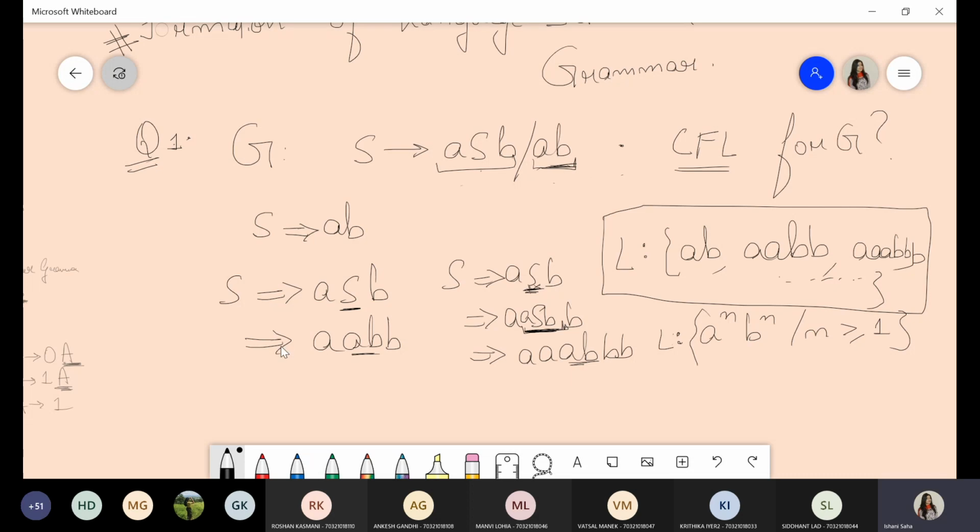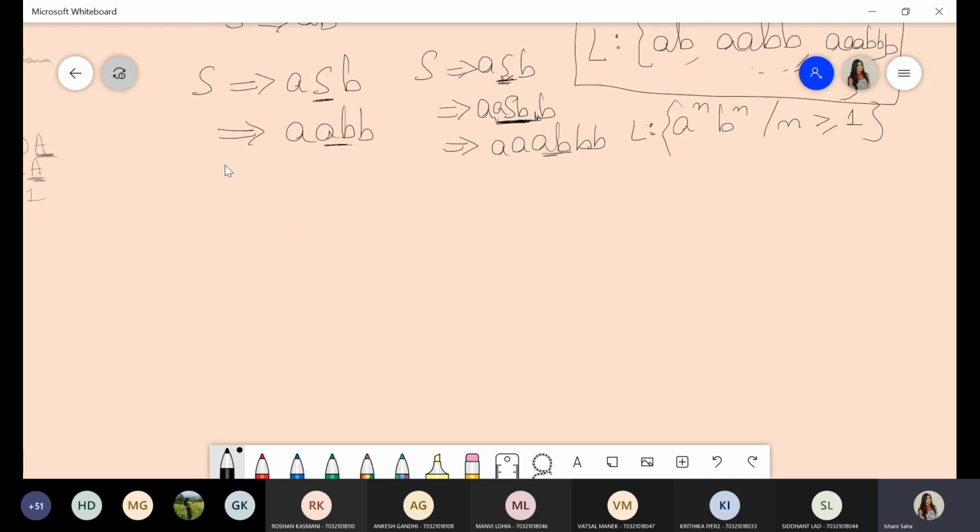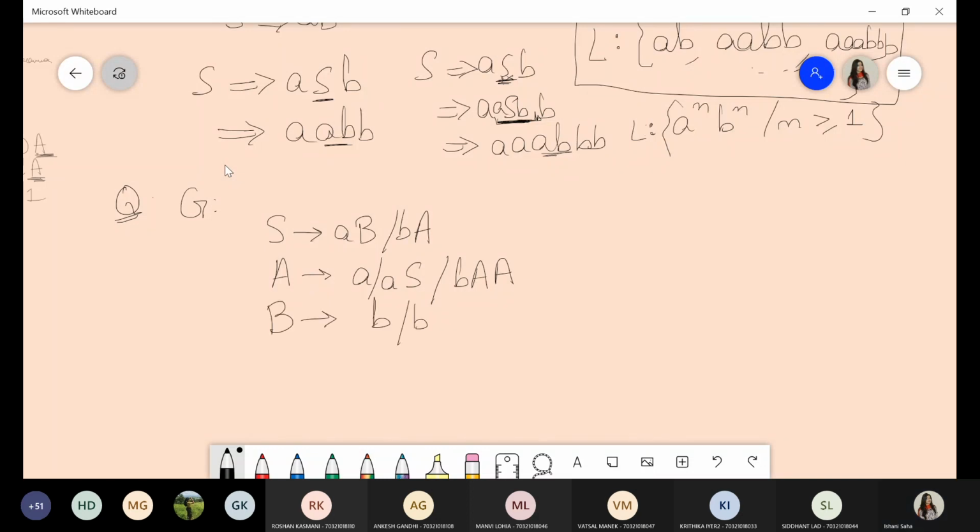Okay, now let's take a bit complex one for this language generation. The second question again says you have to find out the context free language and the grammar given to you is of this form. Capital S tends to AB, B, A. Capital A tends to A, capital S, B, A. And capital B tends to b, b, S, A, B.